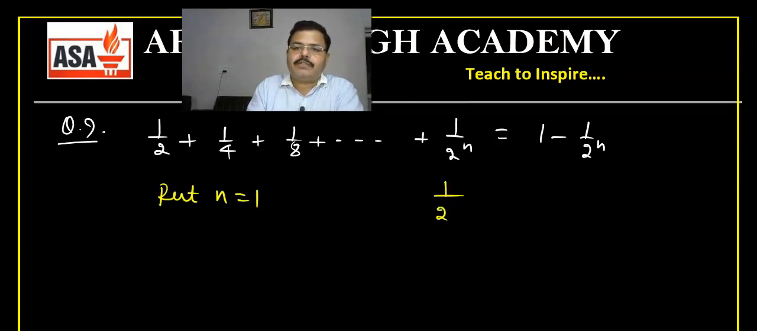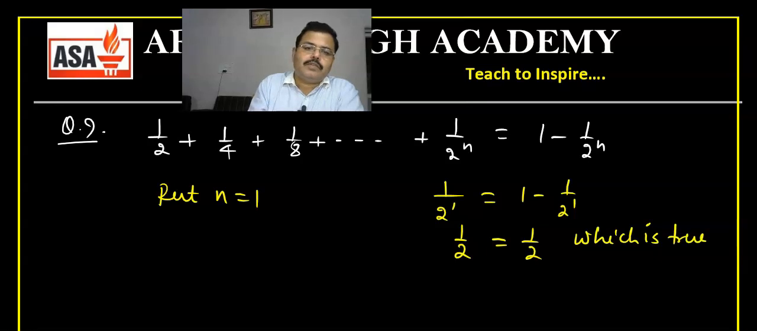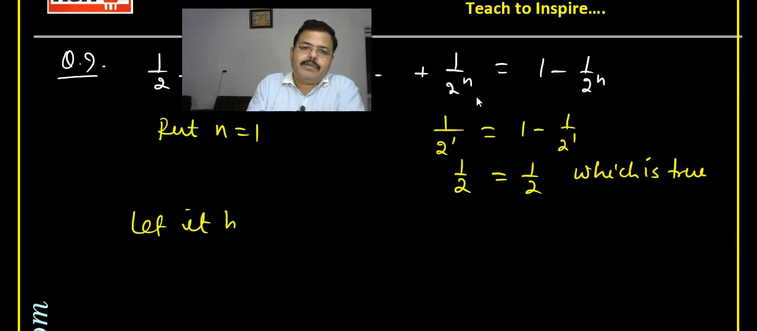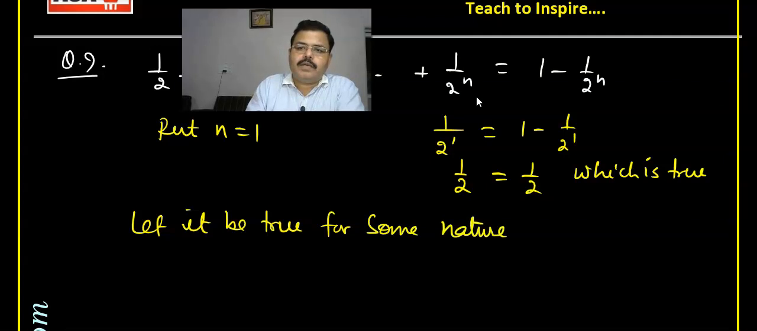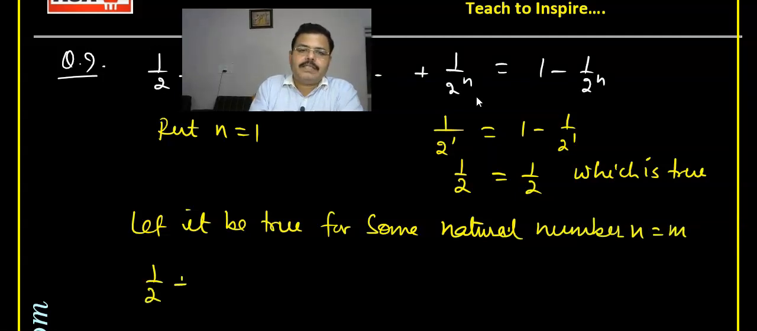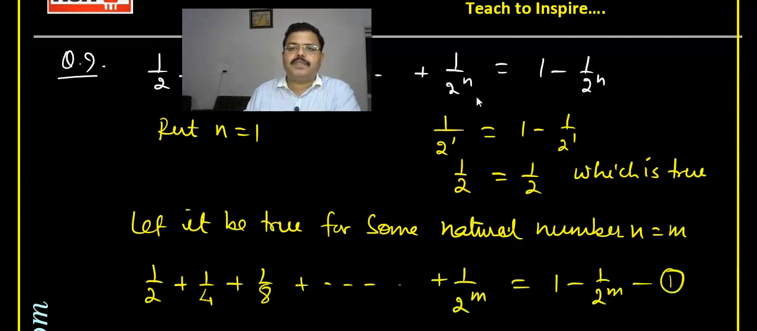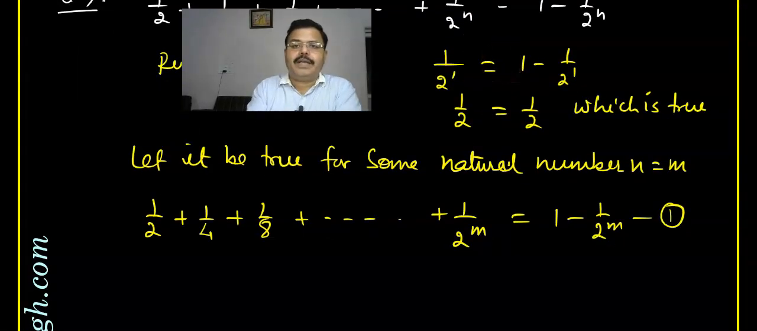So if I put n is equal to 1, then this will be 2 to the power 1 and 1 minus 1 by 2 to the power 1. So that will be 1 by 2, and 1 minus half is half, which is true. So again we will write here that let it be true for some natural number n is equal to m. So in that case, this result will come like 1 by 2 plus 1 by 4 plus 1 by 8 plus up to 1 upon 2 to the power m, that is equal to 1 minus 1 by 2 to the power m. This is first.